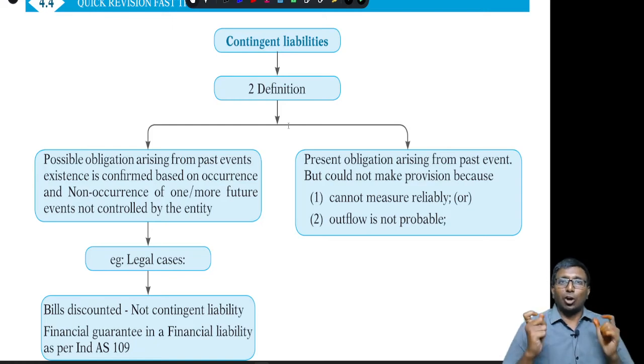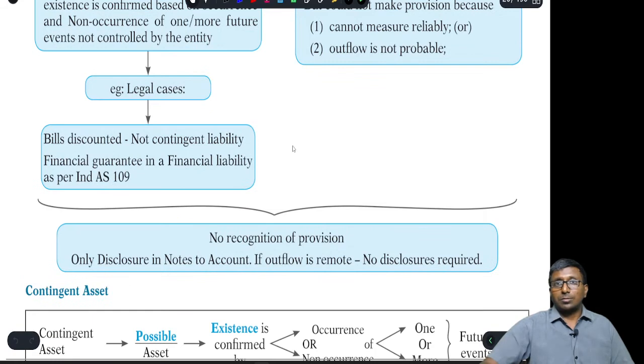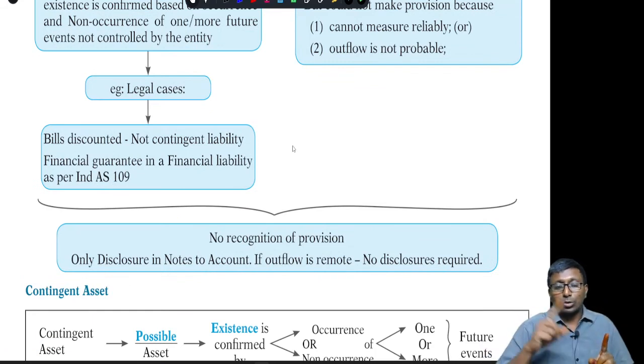Under these two circumstances, we can say it is a contingent liability. Contingent liability is a caution. That's why disclosure is mandatory in the notes. Bills discounting is not a contingent liability; you have to refer to Ind AS 109. And a financial guarantee is not a contingent liability; again, you are supposed to refer to Ind AS 109.